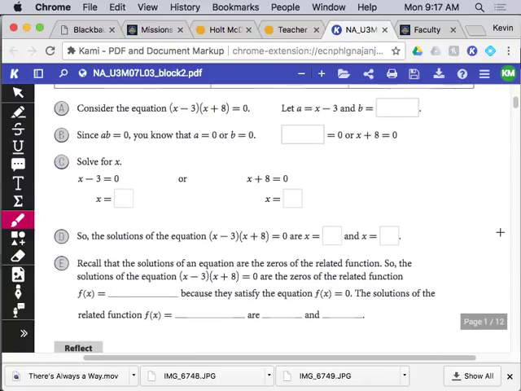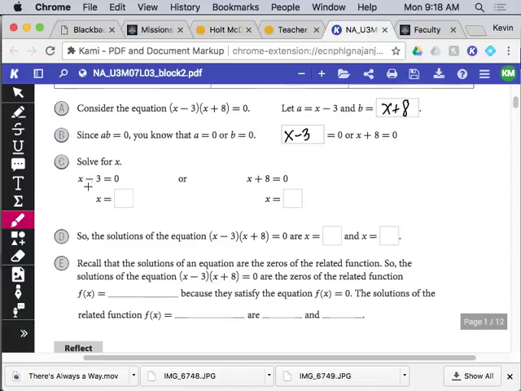So let's go ahead and consider this equation: x minus 3 times x plus 8 equals 0. Well, let's let a equal x minus 3 and b equal the other one, x plus 8. Since a times b is equal to 0, you know that a is equal to 0 or b is equal to 0. Therefore, either x minus 3 is equal to 0 or x plus 8 is equal to 0. Well, that's great. If we know that either this is equal to 0 or that is equal to 0, we can solve for x in both of those situations.